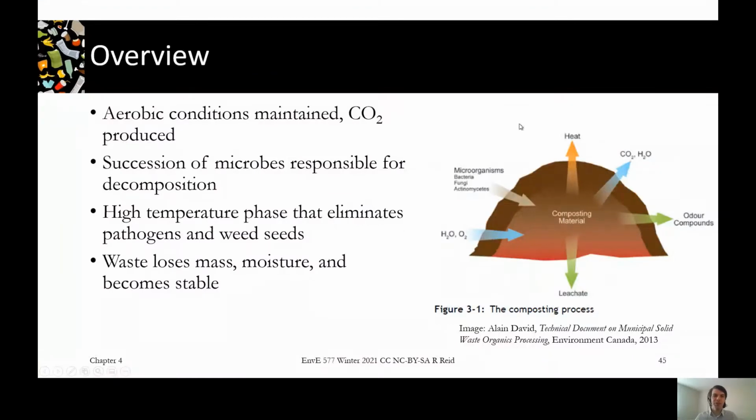So for an overview of the composting process, unlike AD, here we have aerobic conditions maintained. So instead of producing biogas, we don't want to produce methane. We want to shift everything to CO2 as much as possible. Similar to AD, we've got a bunch of microbes working together to do the reaction, and I'll introduce you to them in a couple slides.